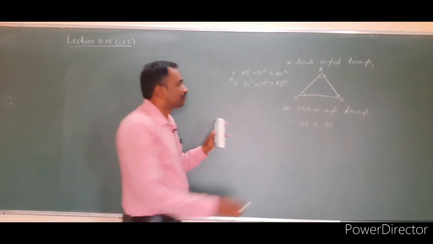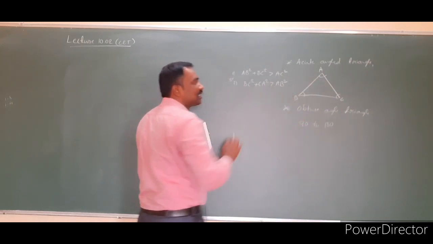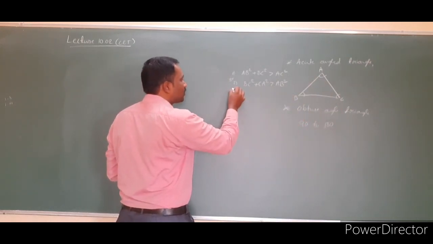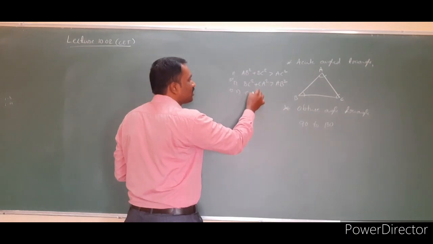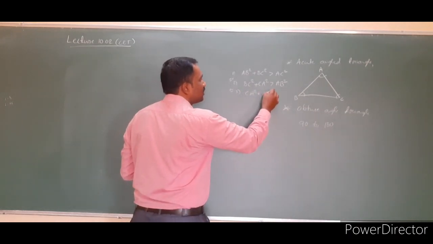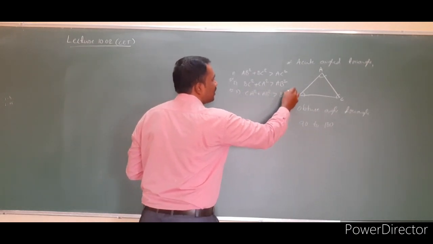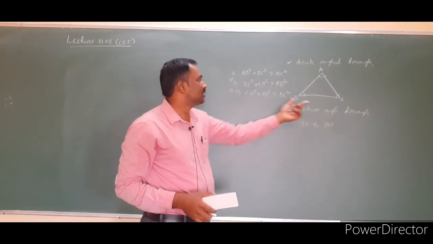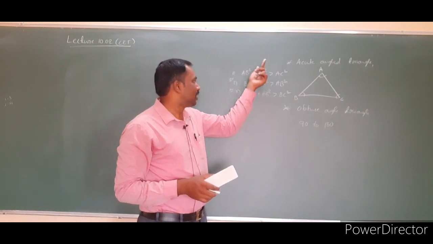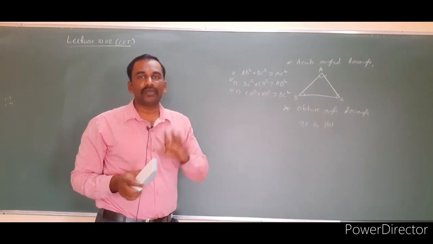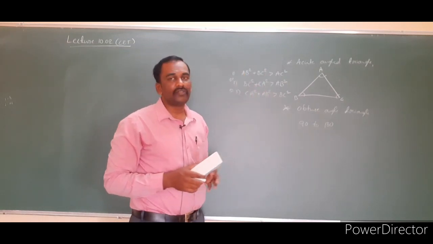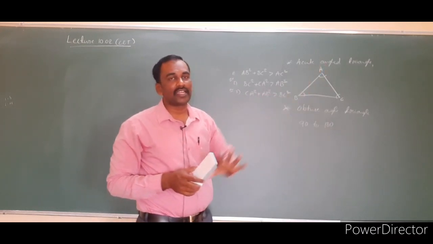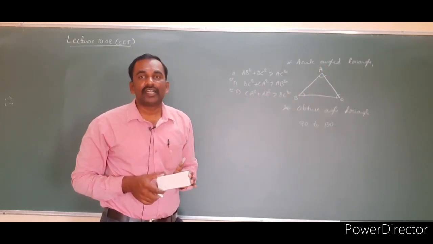BC square plus CA square is greater than AB square. Or one more possibility is there. What is the one more possibility? CA square plus AB square is greater than BC square. If any one of these three conditions is satisfied, then we can say that the given triangle is an acute angled triangle.